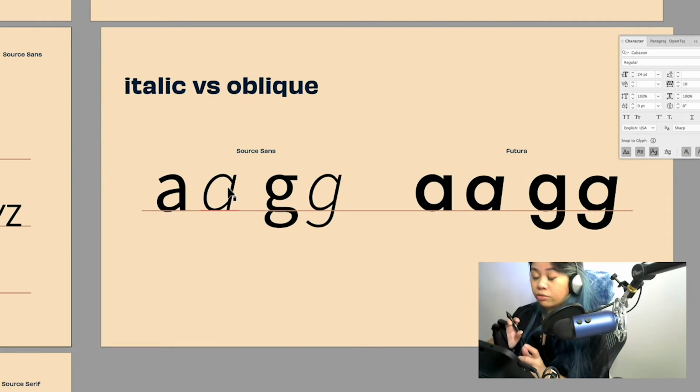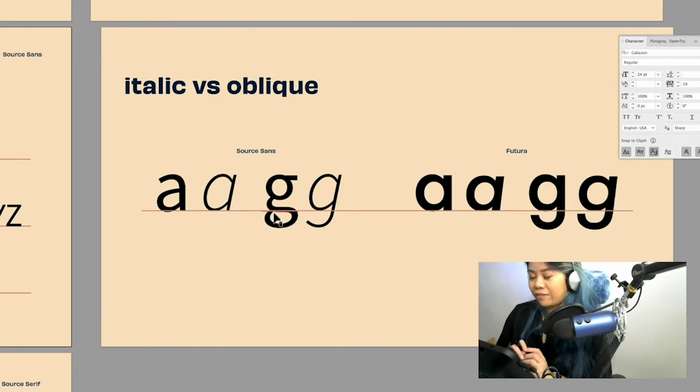Most lowercase Romans for the G use a double story G. It has that circle with an ear, and then it does this little loopy thing. That's a double story G. And the italic construction of that is the one on the right, and it looks like the italic A. It's a single story G. And that is what makes an italic. So Source Sans actually uses true italics when creating its italic font.